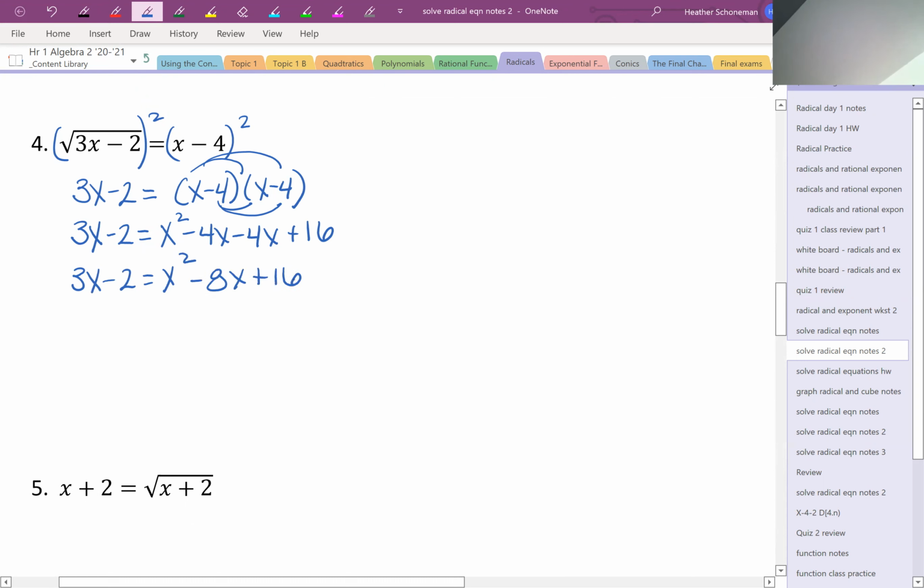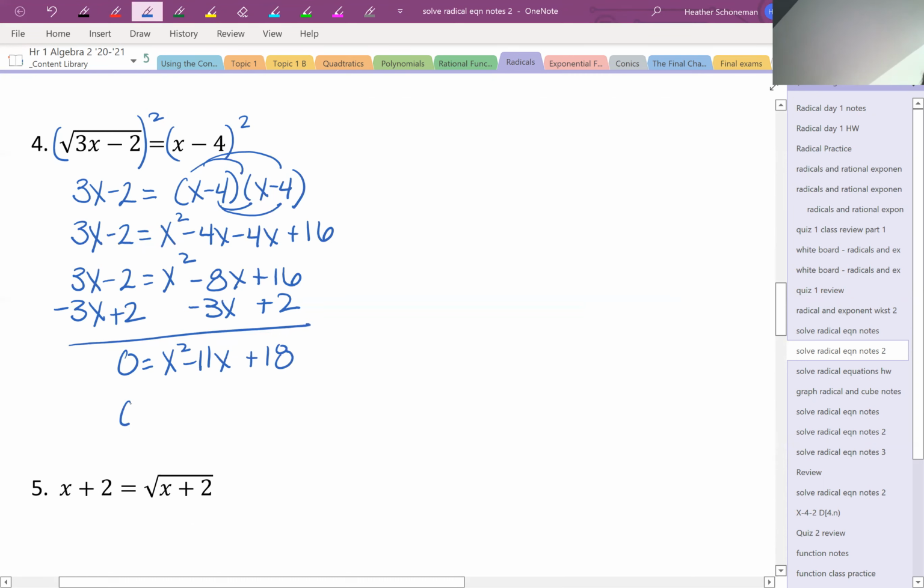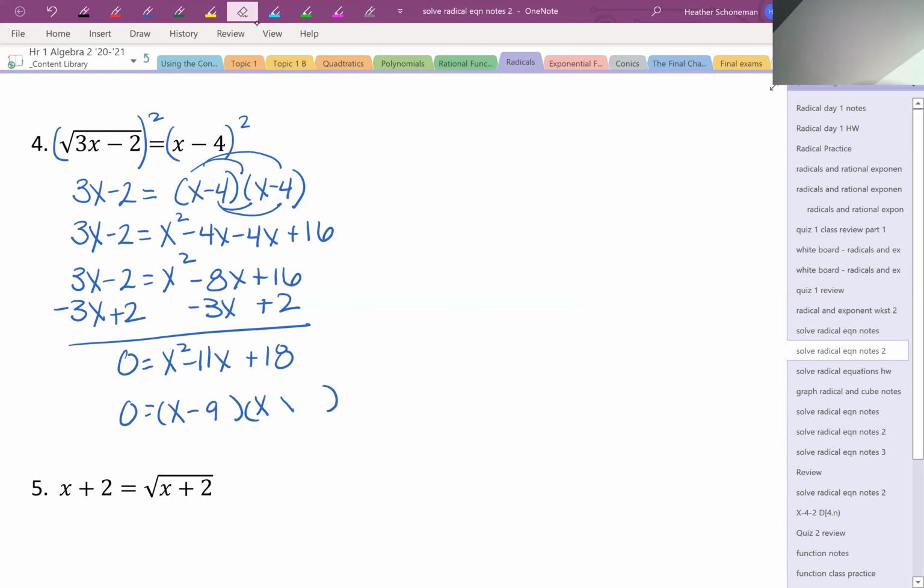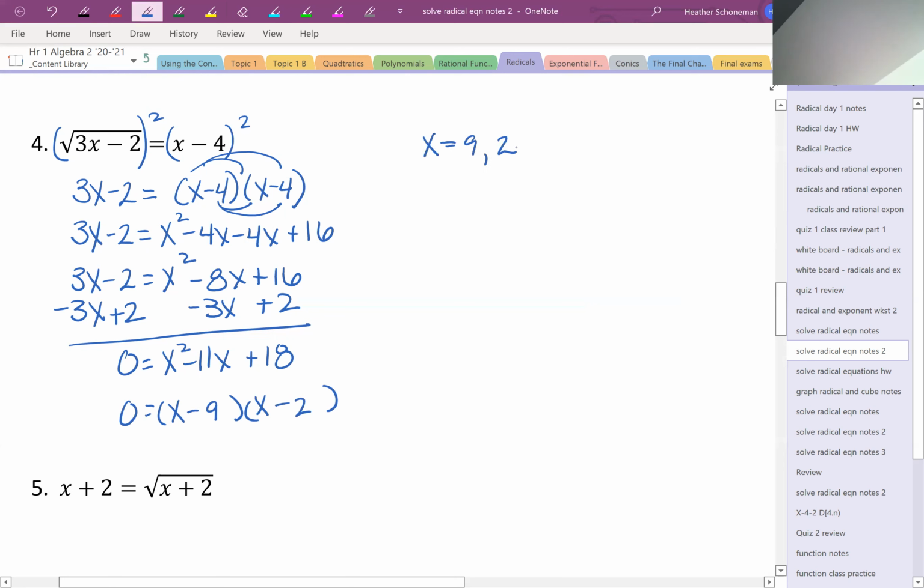Okay. This equation has the x squared, so it's quadratic. So we're going to have to set it equal to 0. I'm going to subtract 3x from both sides and add 2 to both sides. So I get 0 equals x squared minus 11x plus 18. When I factor it, my two numbers are going to be -9 and -2. So when I solve, x equals 9 and 2.